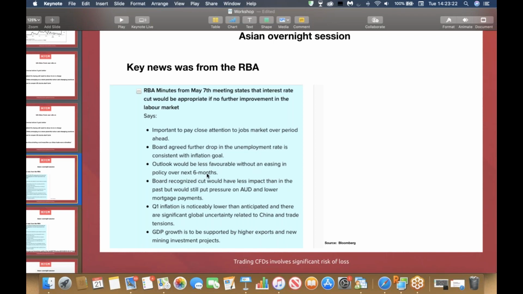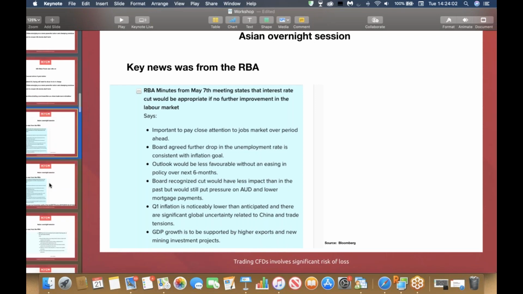So they're recognising they want to ease. And the board recognised a cut would have less impact than in the past, but would still put pressure on the Australian dollar and lower mortgage payments. So they recognise it could be helpful for the economy. And the first quarter inflation is noticeably lower than anticipated. And remember, in the bigger picture, low inflation tends to mean lower interest rates. High inflation will mean higher interest rates to control that inflation. So when inflation is really depressed, you're less likely to see an interest rate rise. GDP growth is supported by higher exports and new mining investment projects.